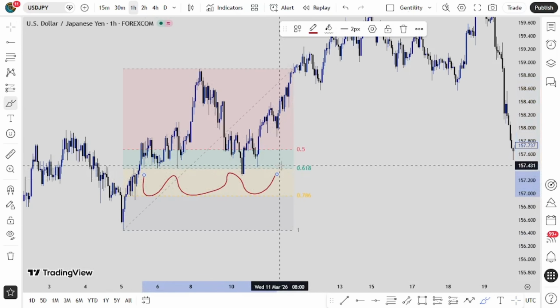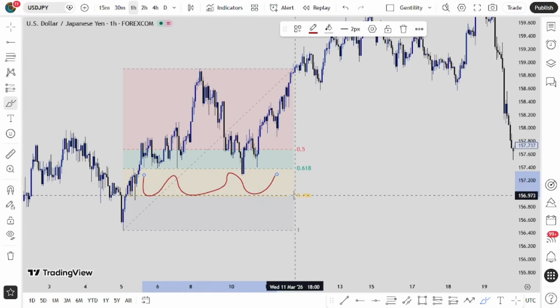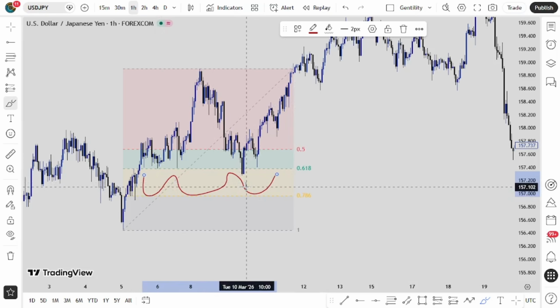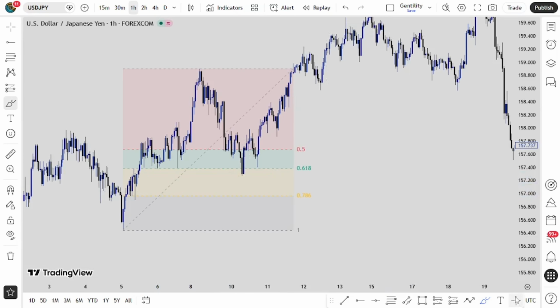If price should react off this green zone, this 61% retracement zone, I'm not interested. I only want to take this particular trade if price should react inside of this particular zone. Then that is when I'll start looking for entry opportunities, either to the upside if the market is bullish or to the downside if the market is bearish, right? Now you can see that immediately price retraced into this zone, price started pushing up, giving us a new break of structure, right?